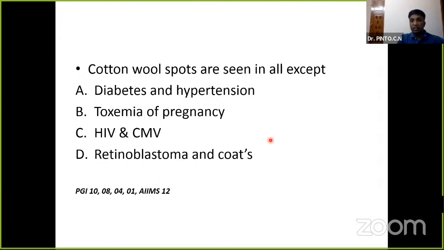But retinoblastoma and Coats disease, I told you, right? There is an abnormal dilatation of the vessels. So there will be hard exudates, not the soft exudates. Retinoblastoma is the most common childhood intraocular tumor. Here you don't see any soft exudates. Okay. So you will see a mass inside. So D is the answer. Okay. Any doubts?